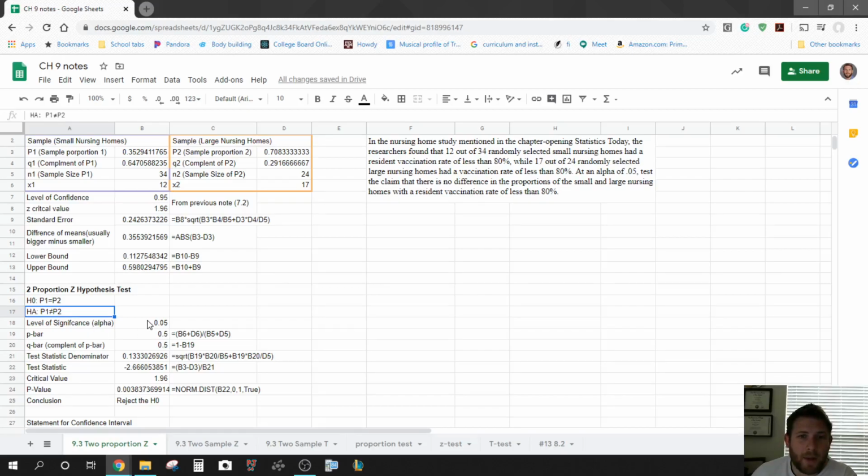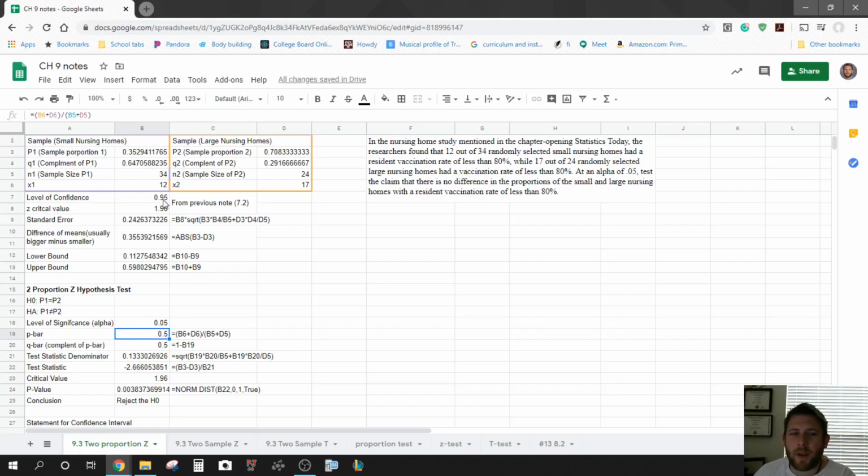Our level of significance is 0.05. I typed that in there. There's no formula for that. If you really wanted to, you could put equals 1 minus the confidence interval. It's the same thing. Now, P bar.